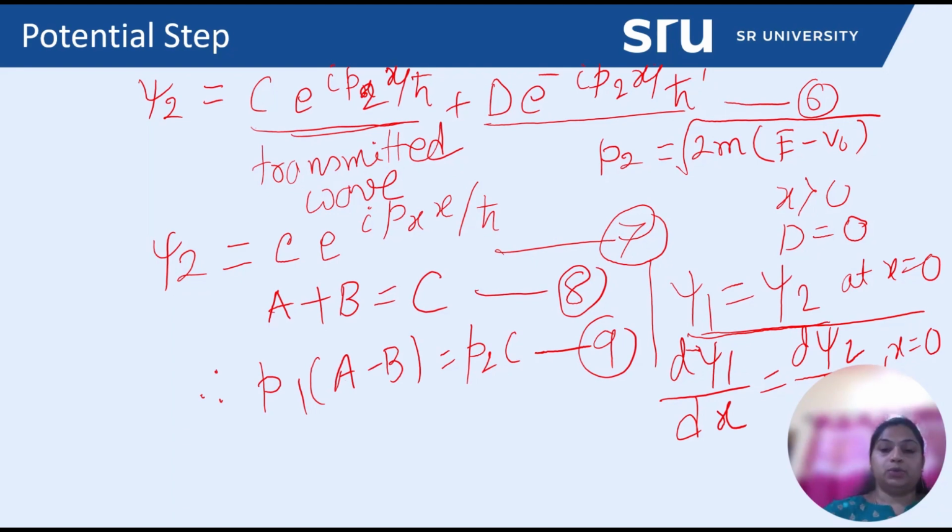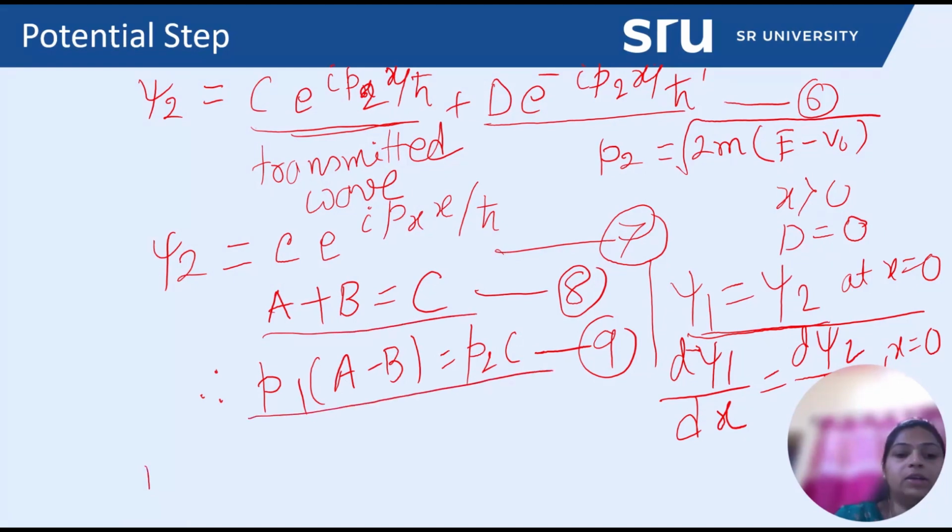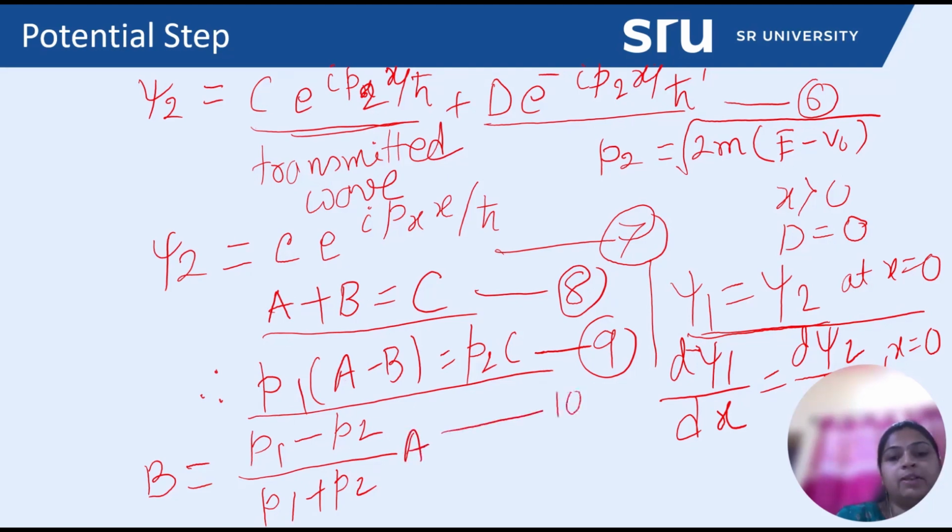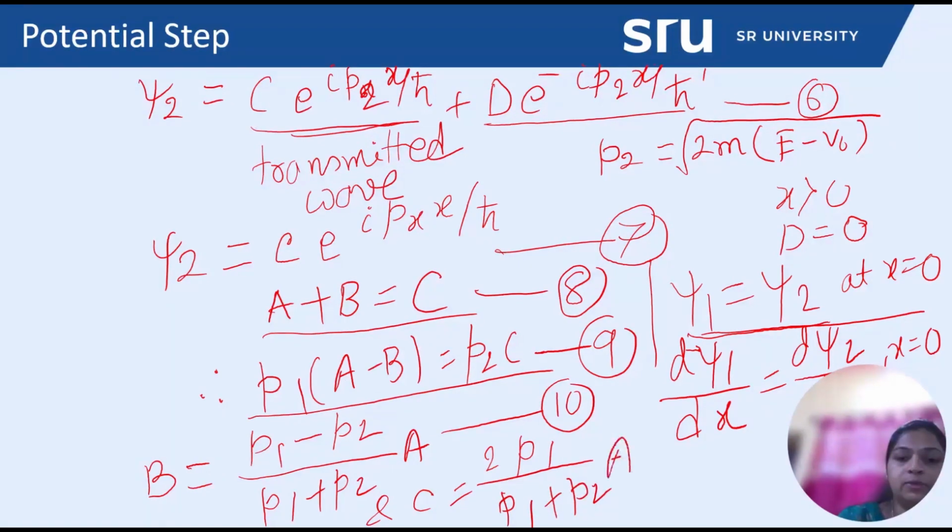So now we solve equations 8 and 9 for getting the values of A, B, C. To simplify, we can find out if we just solve equation 8 and equation 9, we can get from here that B is equal to (P1 minus P2) divided by (P1 plus P2) times A. Let's say this is equation 10, and we can get C is equal to 2P1 divided by (P1 plus P2) times A. So this is our equation 11.